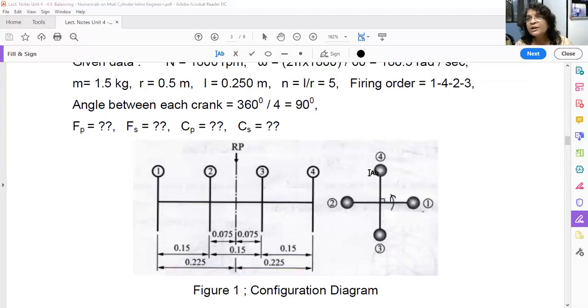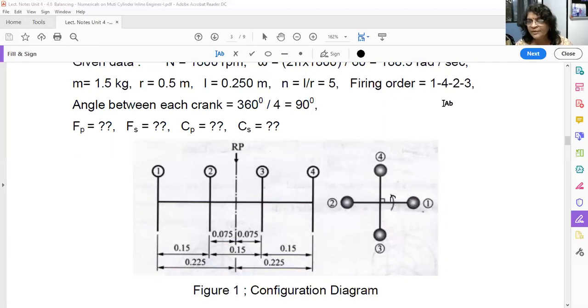So what is the firing order given? 1, 4, 2, 3. That means what? First, at the positive x-axis, if it is cylinder number 1, then after cylinder number 1 there will be cylinder number 4, because this is going to fire. Then cylinder number 2 and then 3. So the firing order is 1, 4, 2, 3.